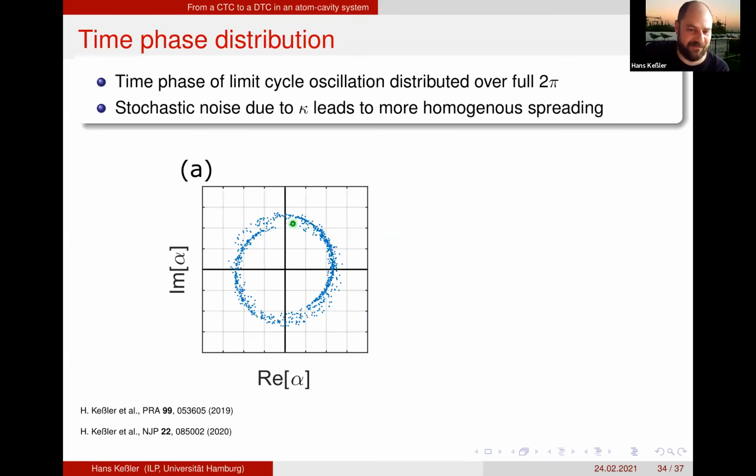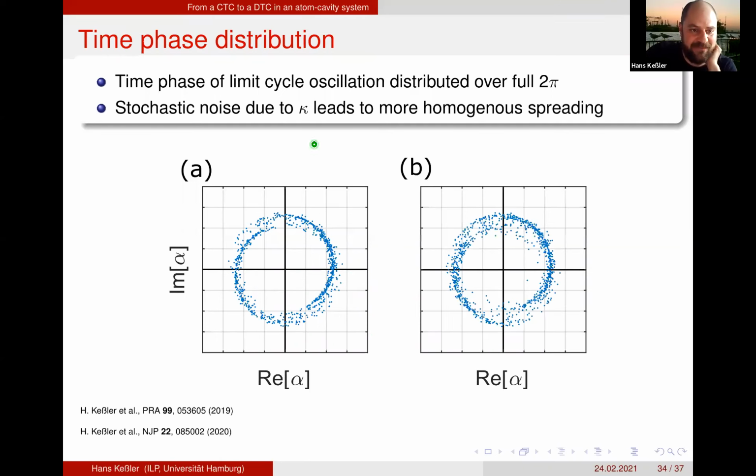If you repeat this for many trajectories and plot it in polar coordinates, we see that all the trajectories are distributed over the full 2 pi. So what we expect if we realize this experiment is that for each single shot and each realization, we would measure a different time phase. And if we add some stochastic noise in our system, this gets spread even a little bit more homogeneously.